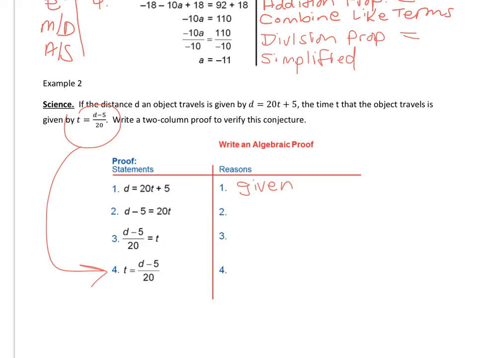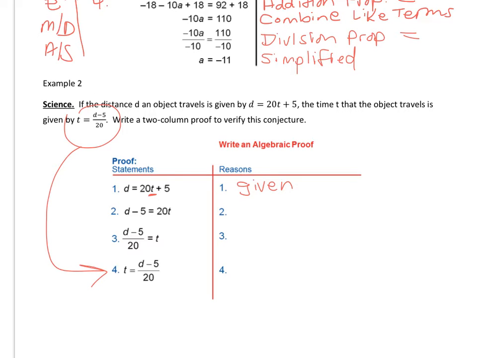So we have an equation, and what we're trying to prove is that we're trying to isolate t. We're trying to solve for t in terms of d. So how would we rearrange this equation? Well, same way we would solve any equation. We go to the unknown we're trying to isolate. We undo the operations around it using inverse operations.